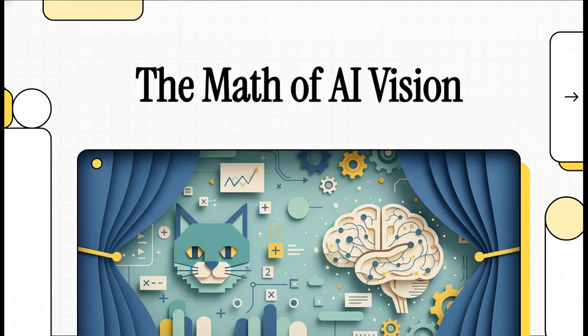Have you ever just stopped and wondered what's really going on inside an AI when it looks at a picture and instantly knows that's a cat? It can feel like some kind of dark magic, right? But it's not. It's math. And in this explainer, we're going to pull back the curtain and show you the elegant, surprisingly intuitive mathematics that allows a machine to learn how to see.